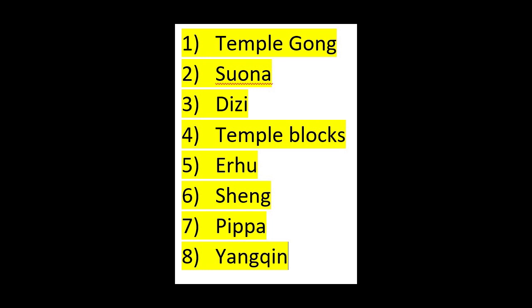Six was a sheng. Extract 6. Number 7 was the pipa. Extract 7. And number 8 was the yangqin. Extract 8.